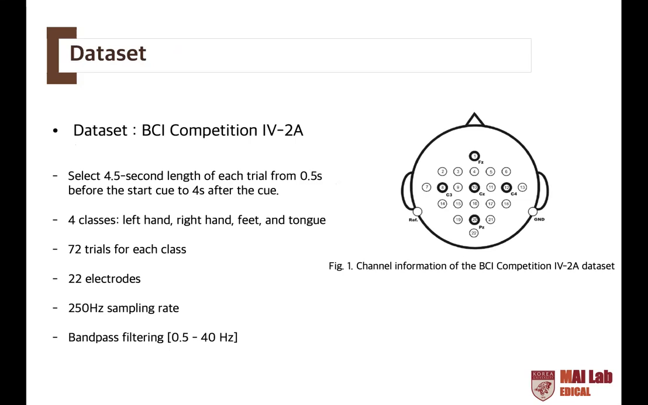The dataset used for this project is the BCI Competition 4-2A dataset. We selected 4.5 second lengths of each trial, from 0.5 seconds before the start cue to 4 seconds after the cue. The dataset consists of 4 classes, which are left hand, right hand, feet, and tongue. 72 trials are given for each class, and 22 electrodes were used for recording EEG signals with a 250 Hz sampling rate.